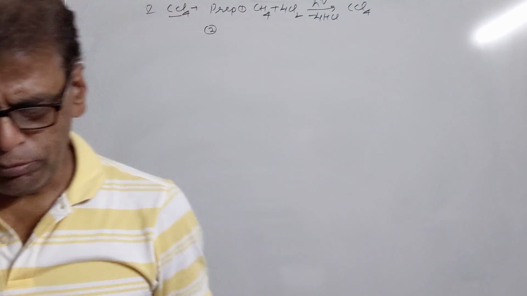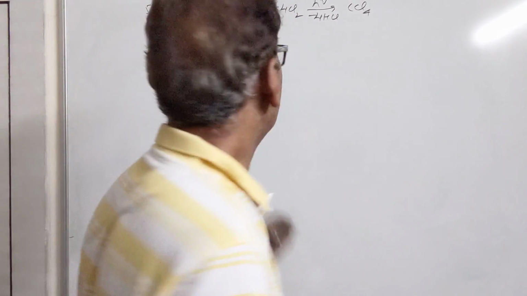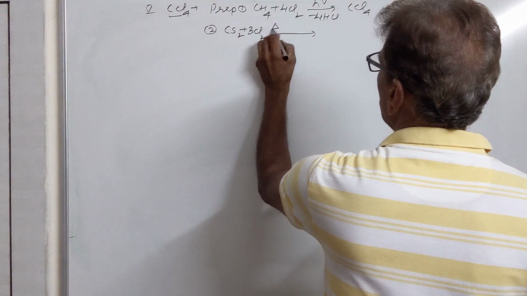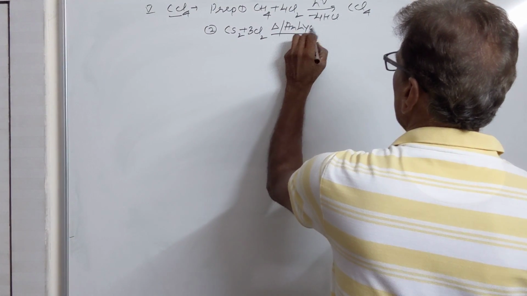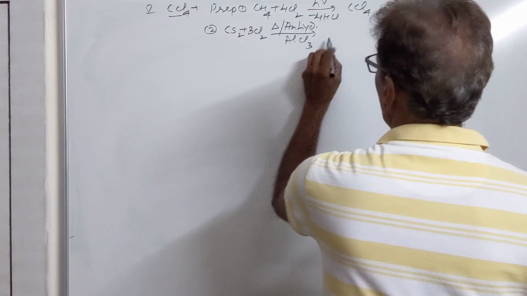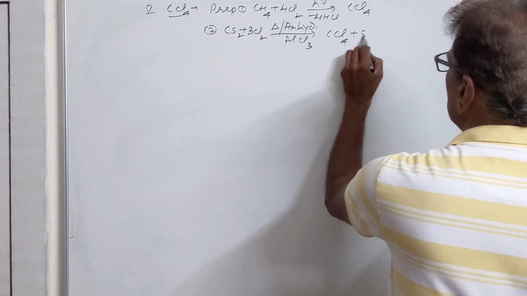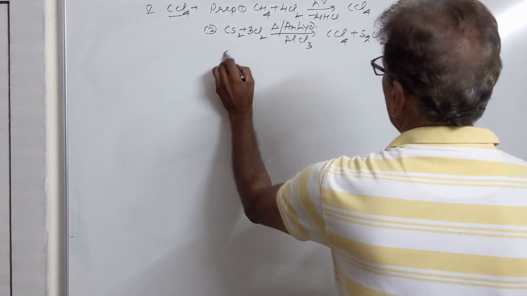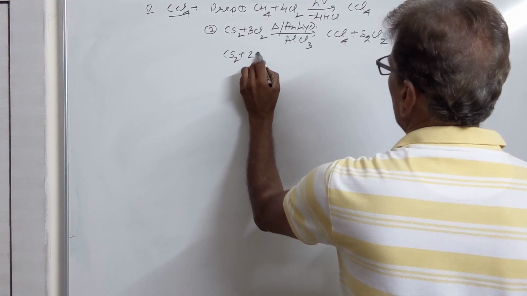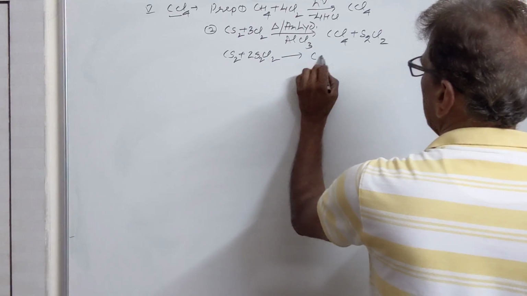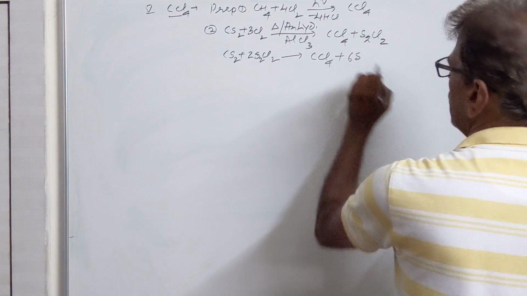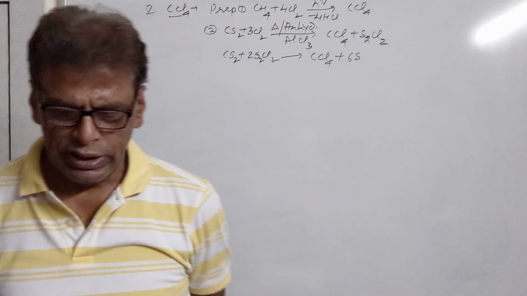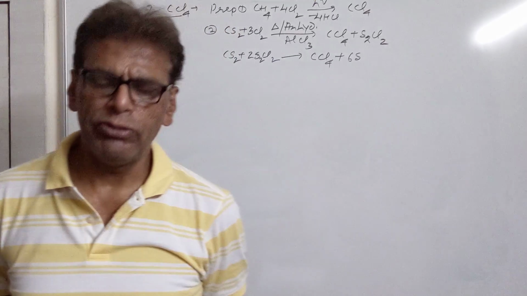Then we have the next preparation from carbon disulfide. CS2 treated with 3Cl2, heated in the presence of anhydrous AlCl3. The product will be CCl4 plus S2Cl2, and again CS2 treated with 2 molecules of S2Cl2, we will get CCl4 plus 6 sulfur. So this is the third preparation of CCl4. Then what are the uses of CCl4?